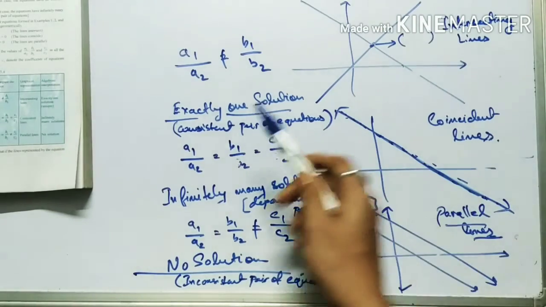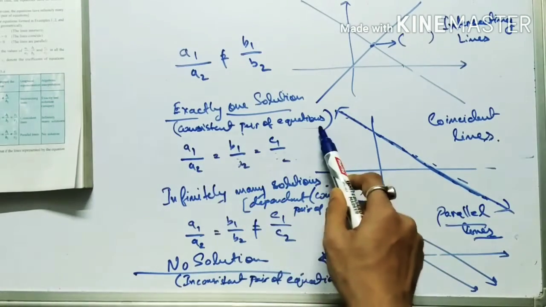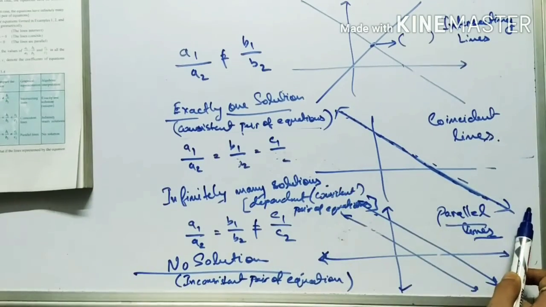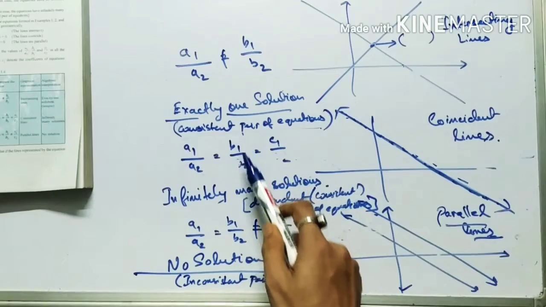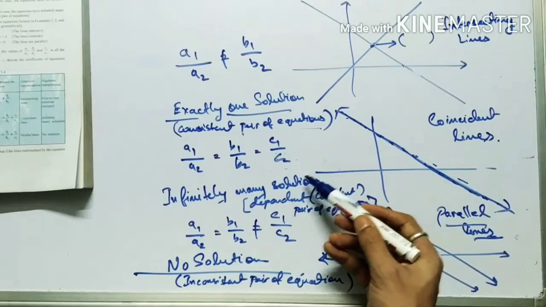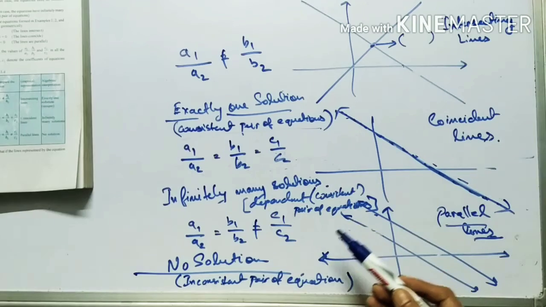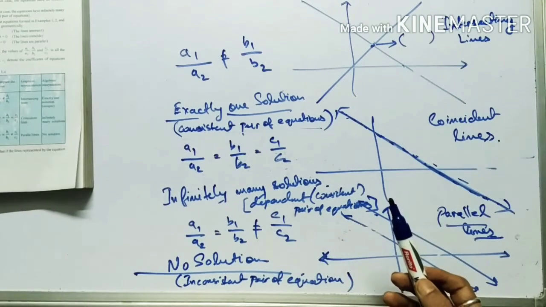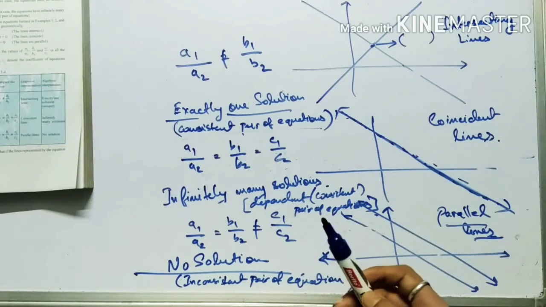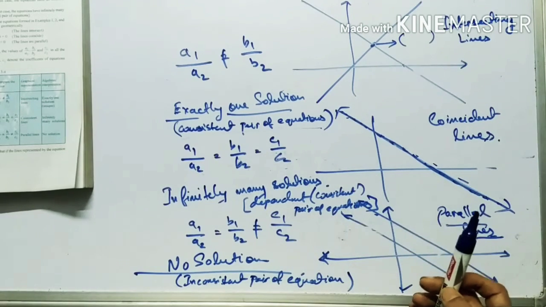If there is exactly one solution, that means a1/a2 not equal to b1/b2, then you will say it is a consistent pair of equations. If the lines coincide, that means a1/a2 is equal to b1/b2 is equal to c1/c2, then there are infinitely many solutions. That means a dependent pair of equations. And a dependent pair of linear equations is always consistent.